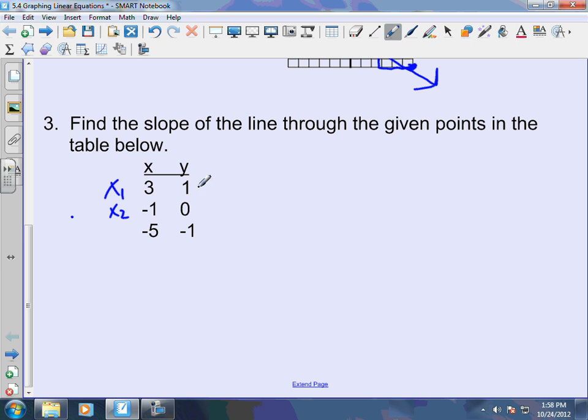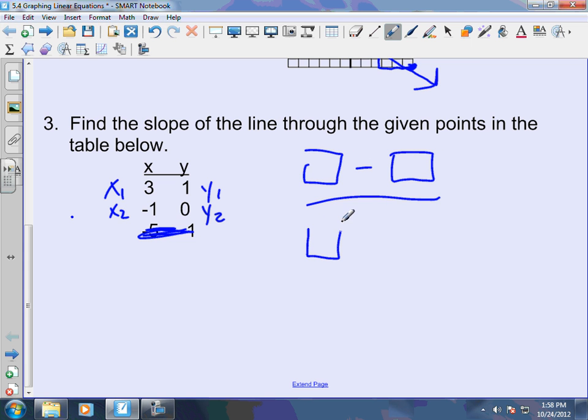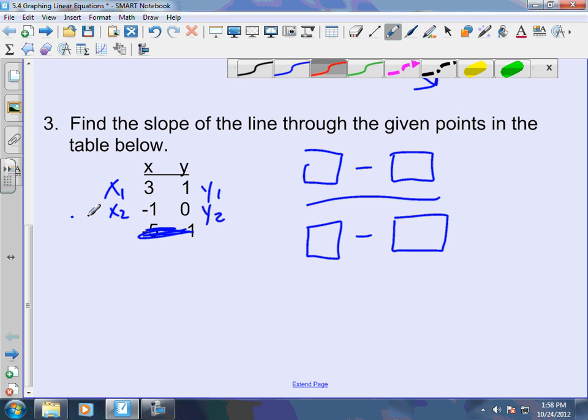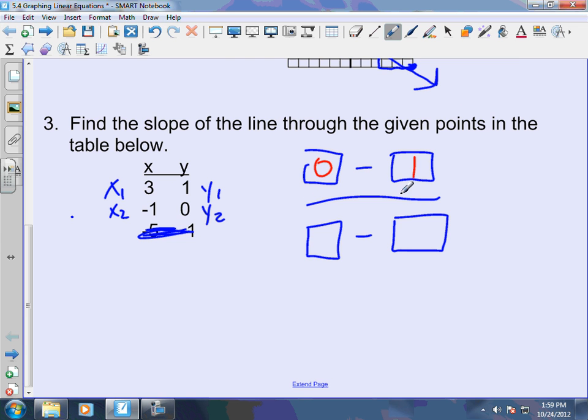X1, X2, Y1, Y2. Those get crossed out. I now make my boxes with my minus sign in between. Y2, 0, Y1, 1, X2, negative 1, X1, 3 equals negative 1 over negative 4. If you put that on the test, it's wrong, because negative over negative is a positive. My slope equals 1 over 4.